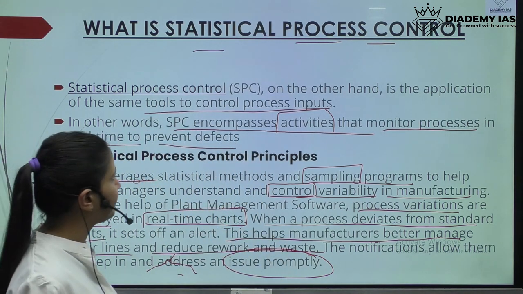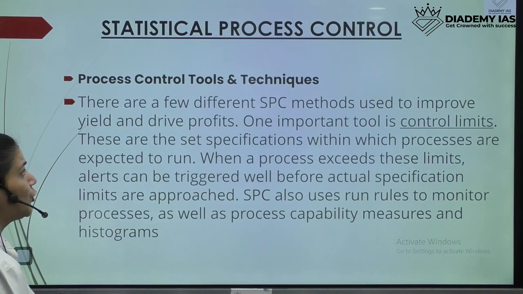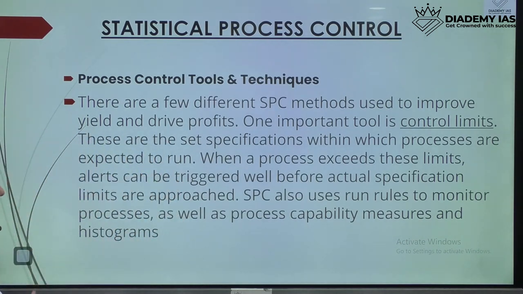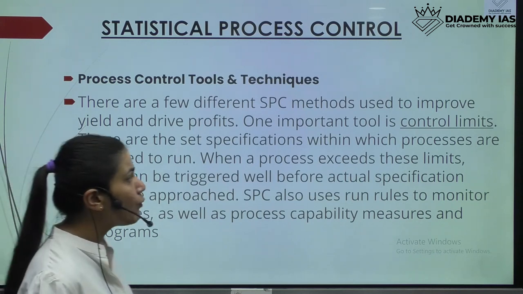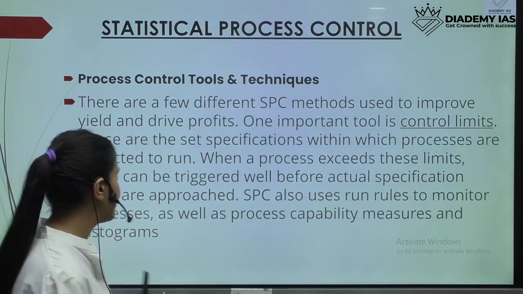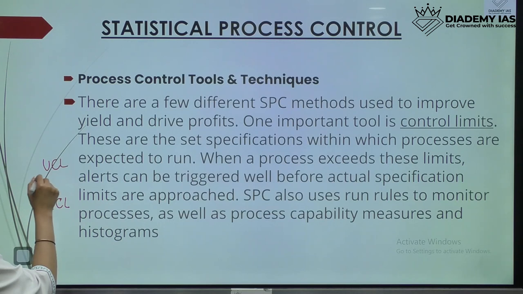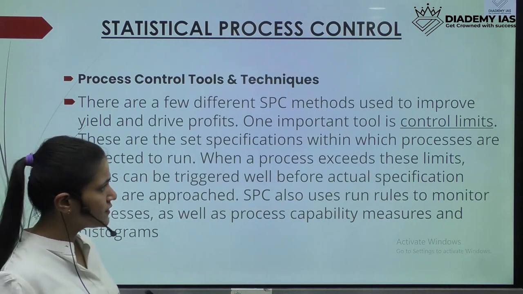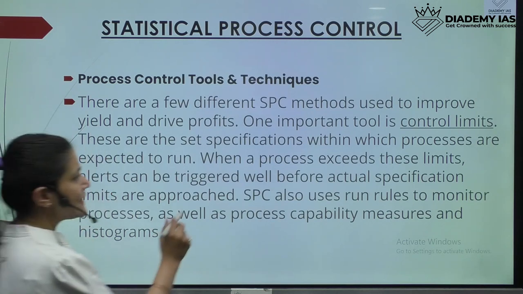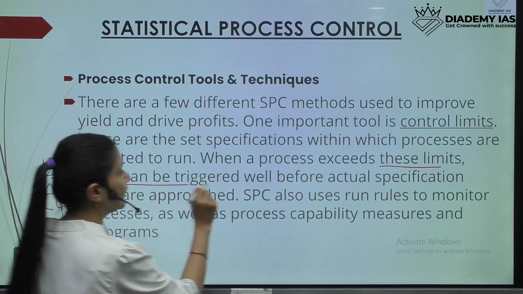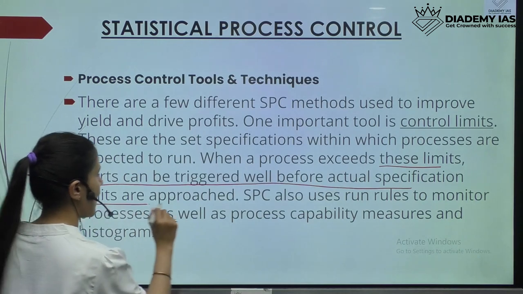In a real sense. Moving on, process control tools and techniques. There are a few different SPC methods used to improve yield and drive profits. One important tool is control limits. Like I just told you, control limits basically consist of the lower control limit and the upper control limit, and in between, the entire process of production is controlled. When a process exceeds these limits, what happens if it goes above or below the threshold that we have? Alerts can be triggered well before the actual specification limits are approached.